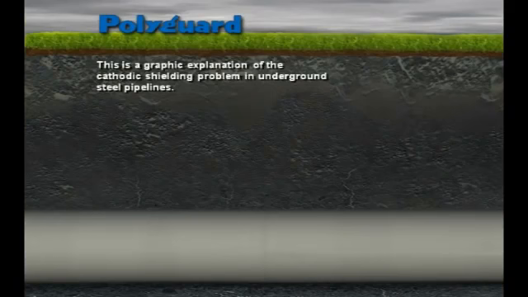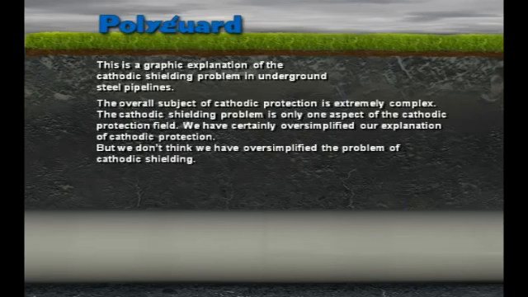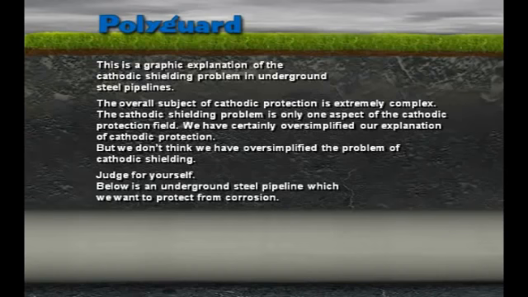This is a graphic explanation of the cathodic shielding problem in underground steel pipelines. The overall subject of cathodic protection is extremely complex. The cathodic shielding problem is only one aspect of the cathodic protection field. We have certainly oversimplified our explanation of cathodic protection, but we don't think we have oversimplified the problem of cathodic shielding. Judge for yourself. Below is an underground steel pipeline which we want to protect from corrosion.